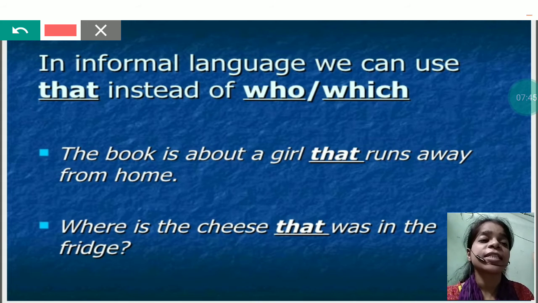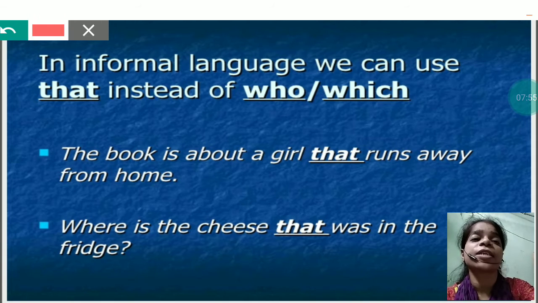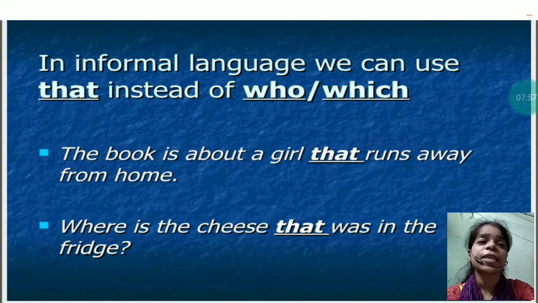Next, where is the cheese which was in the fridge? Now again, which is replaced by the word that, and the sentence is where is the cheese that was in the fridge? It means in some sentences, who and which can be replaced by the relative pronoun that.